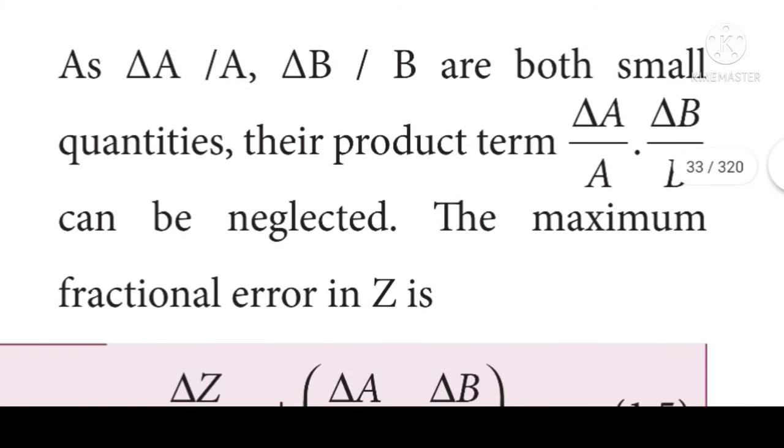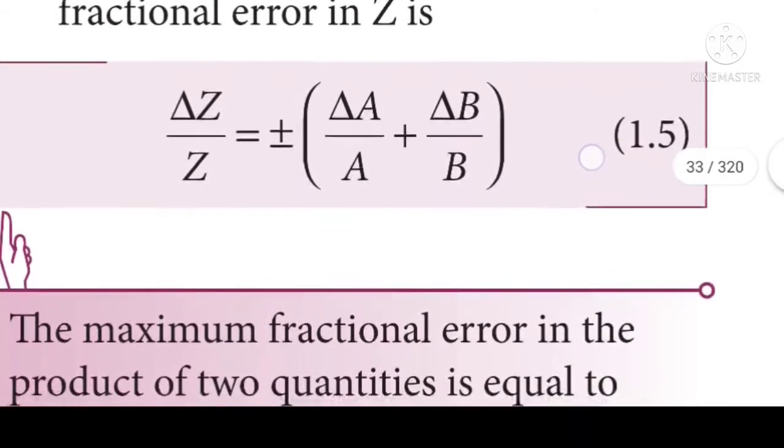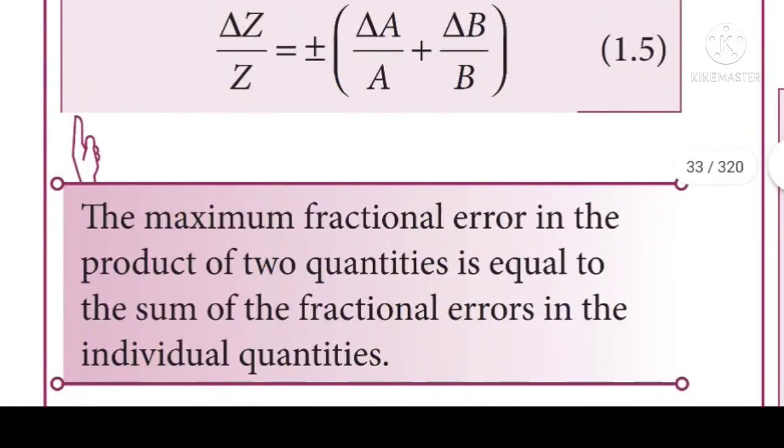In the right hand side, the del A by A and del B by B are said to be small quantities. So, this product term del A by A dot del B by B will be neglected. The maximum fractional error in Z can be written as del Z by Z is equal to plus or minus del A by A plus del B by B. The right hand side plus or minus is taken outside, and the expression becomes del Z by Z is equal to plus or minus into del A by A plus del B by B. How can we explain this expression?